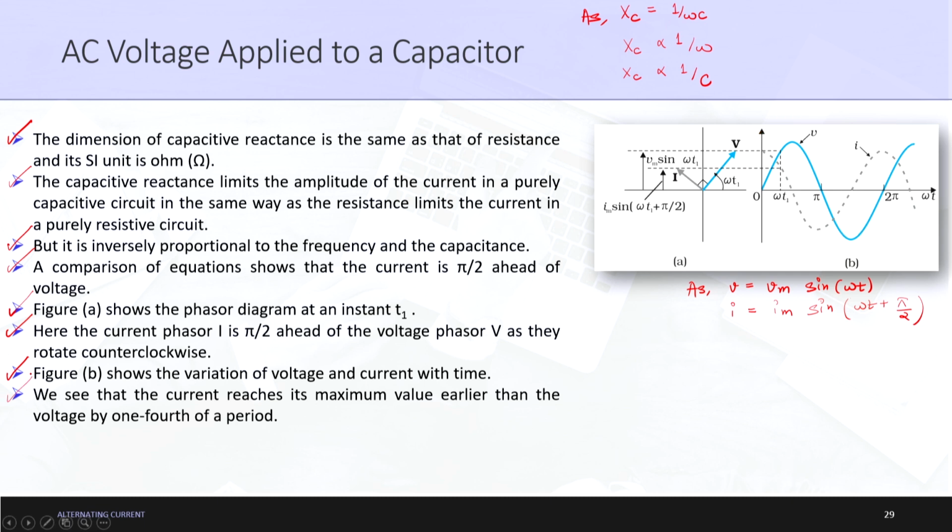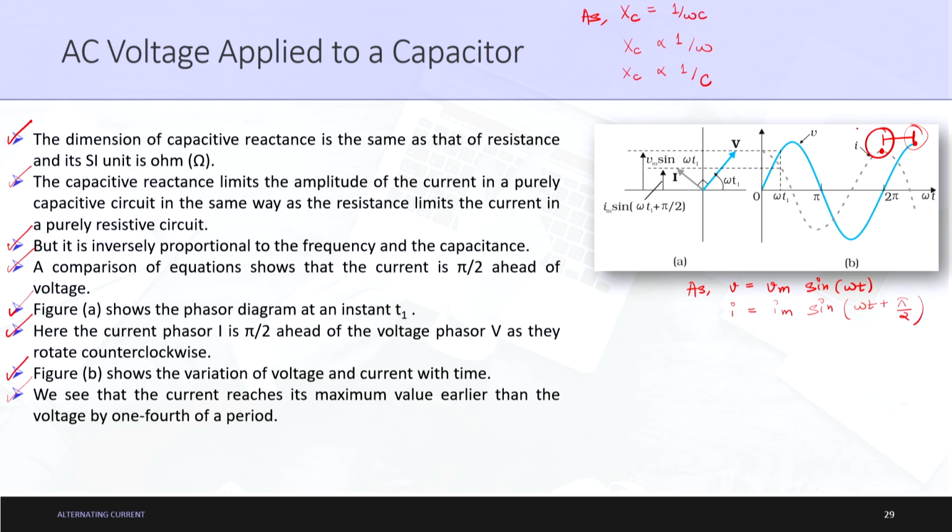And so, we see that the current reaches its maximum value earlier than the voltage, by 1/4 of the period. As you can see, this is the peak value of current and this is the peak value of voltage. You can see clearly that the current reached its maximum value before voltage. Voltage reached it after some time, but current reached it before.